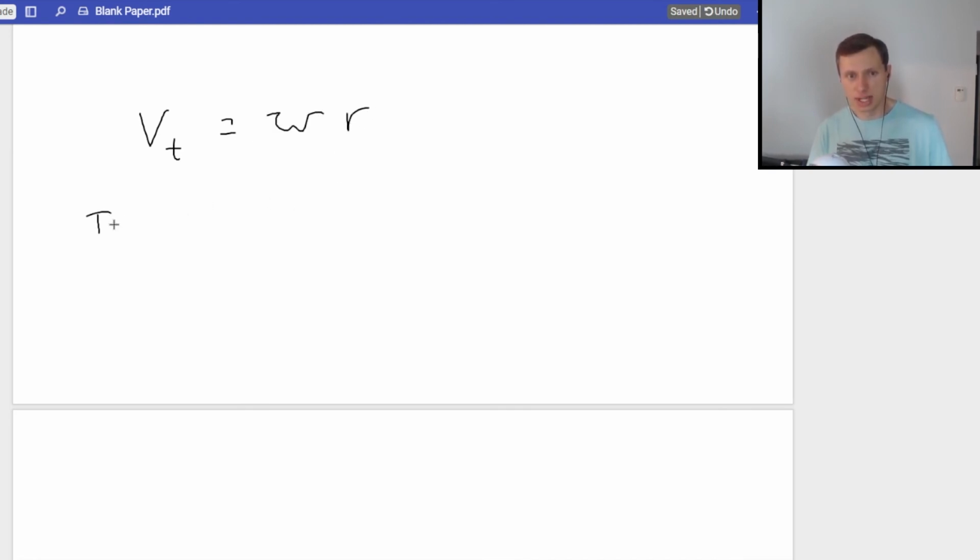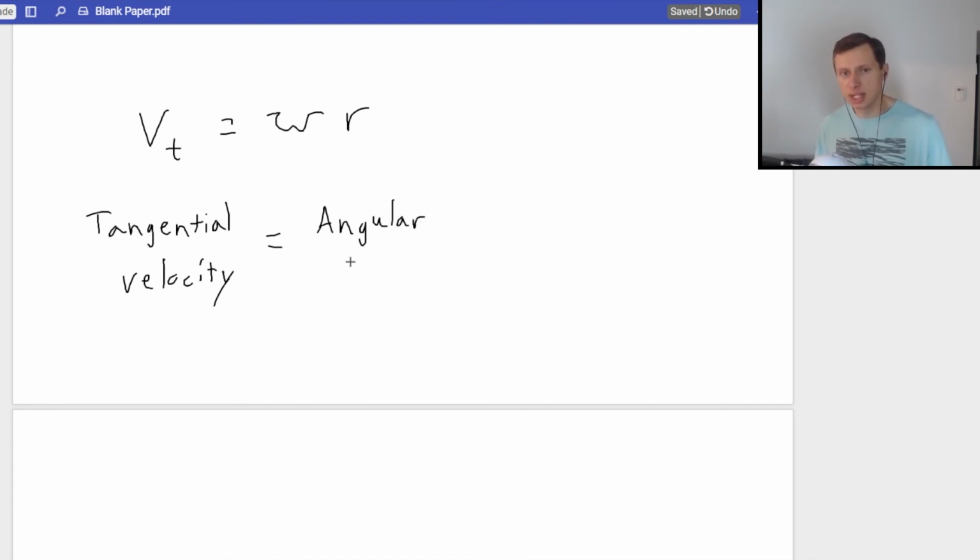In other words, I'm going to write out what each of these things says. Tangential velocity. What is tangential velocity? That's if you had the speed gun kind of velocity, okay? Is equal to omega, which is angular velocity, which is not like speed gun velocity. It's more like how fast are you rotating? Just how fast are you rotating? And then times the radius, which is r.